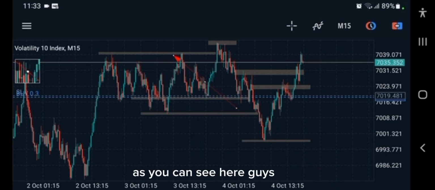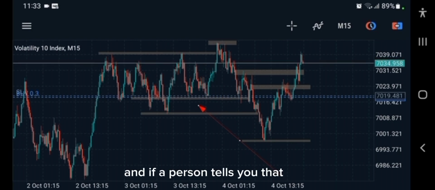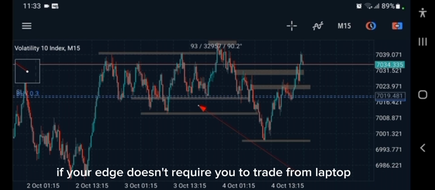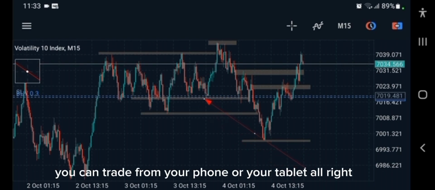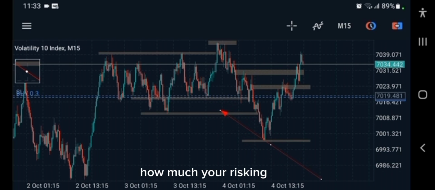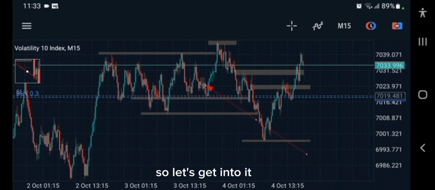As you can see here guys, we're doing phone trading, and if a person tells you that you cannot trade from your phone, if you have special indicators that you have to trade from a laptop, we understand. But if your edge doesn't require you to trade from a laptop, you can trade from your phone or your tablet. All right, you just need to know the direction of the market, how much you're risking, and your strategy is an edge that you're comfortable with the wins and loss. So let's get into it.